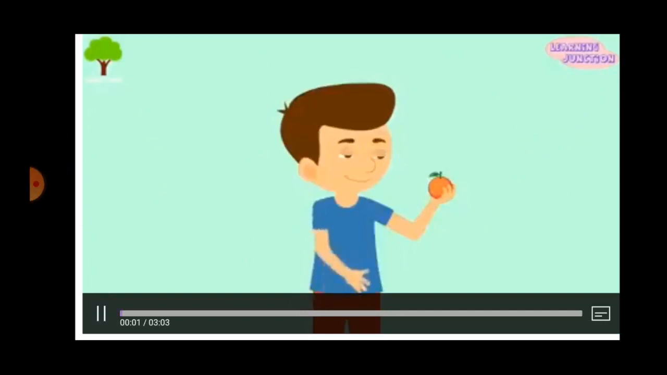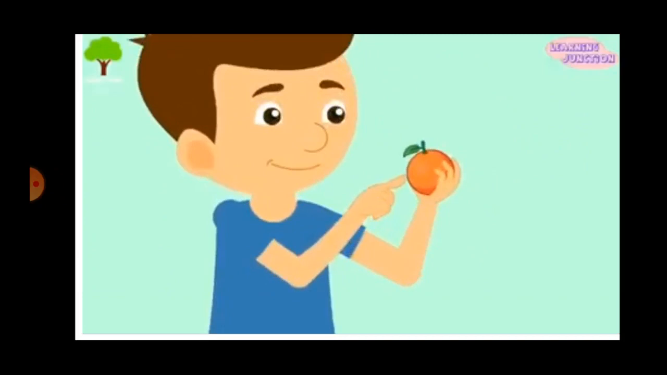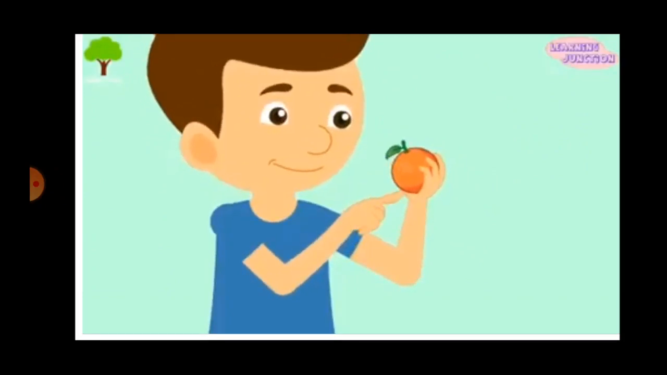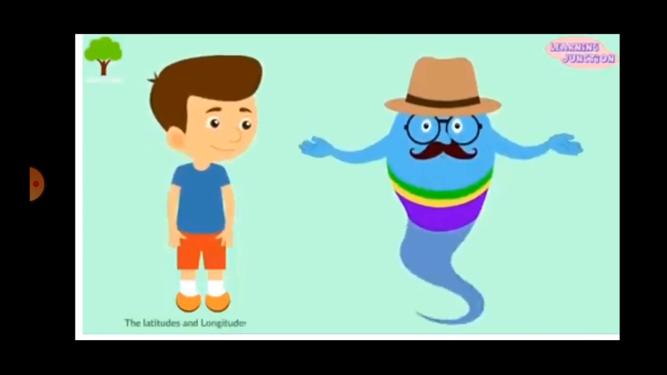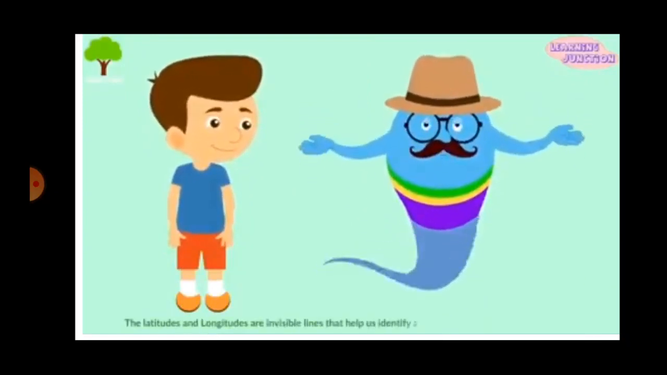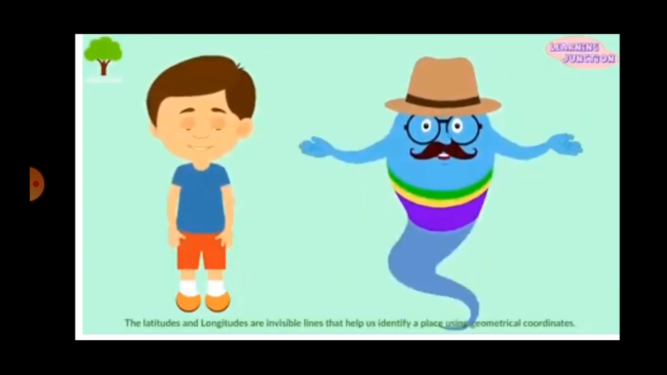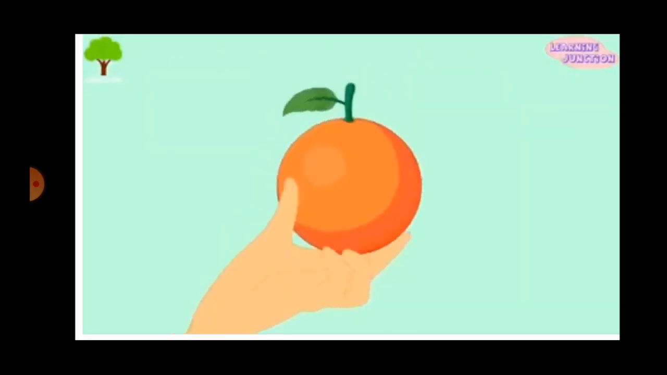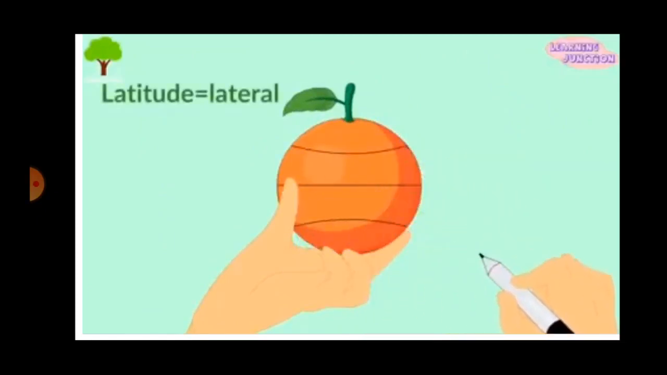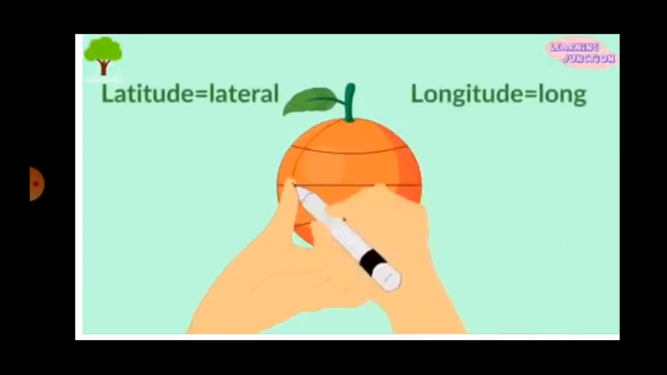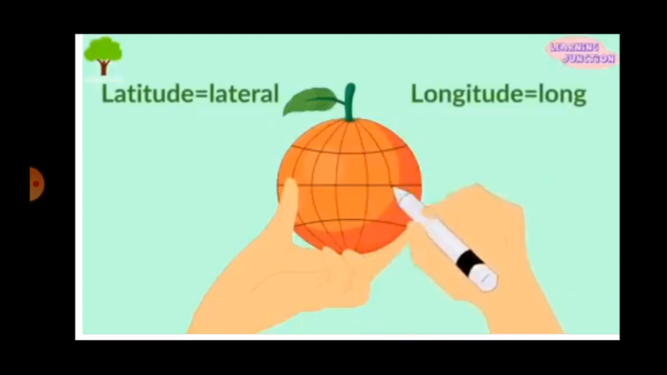Our Earth looks like an orange. It is spherical from the sides and flat at the top and bottom. The latitudes and longitudes are invisible lines that help us identify a place using geometrical coordinates. An easy way to remember the orientation is that latitudes are lateral and longitudes are long. Let's learn about them one by one.